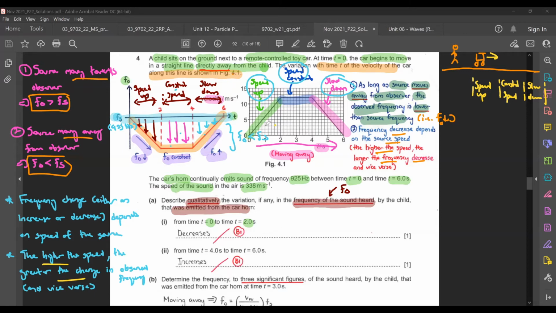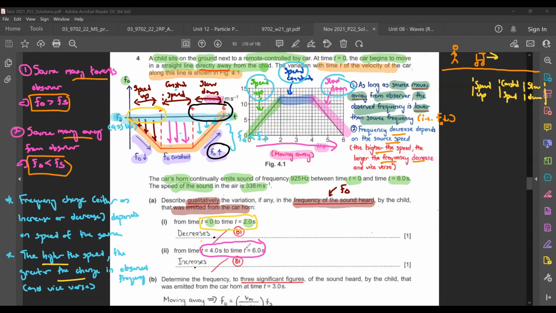Okay, so right now the question is just specifically asking you for time 0 to 2 seconds, which is basically this one. So you notice that your observed frequency is decreasing. But then the next thing they'll ask you is, what about for 4 to 6 seconds, which is basically over here. You will notice that your observed frequency is increasing. Okay, so that's how you make sense of this.